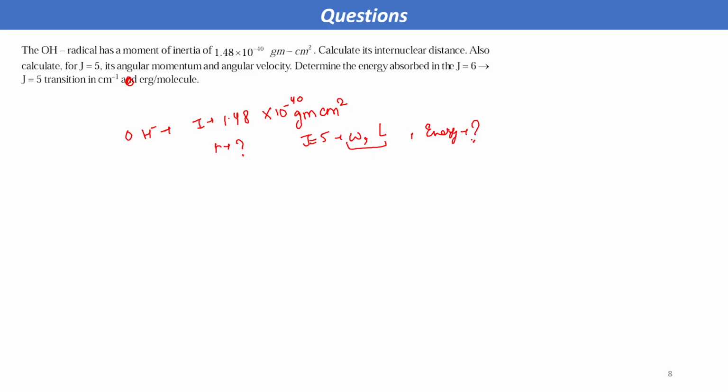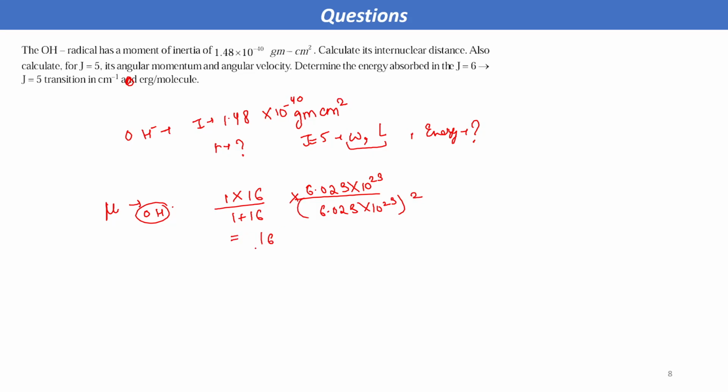Now we know that reduced mass, firstly we have to calculate for the OH, and it will be equal to 1 into 16 divided by 1 plus 16 into Avogadro number, that is 6.023 into 10 raised to 23, divided by 6.023 into 10 raised to 23 whole square. So it will be 16 divided by 17 into 6.023 into 10 raised to 23. So it will be 1.56 into 10 raised to minus 24 gram. So this is the reduced mass.